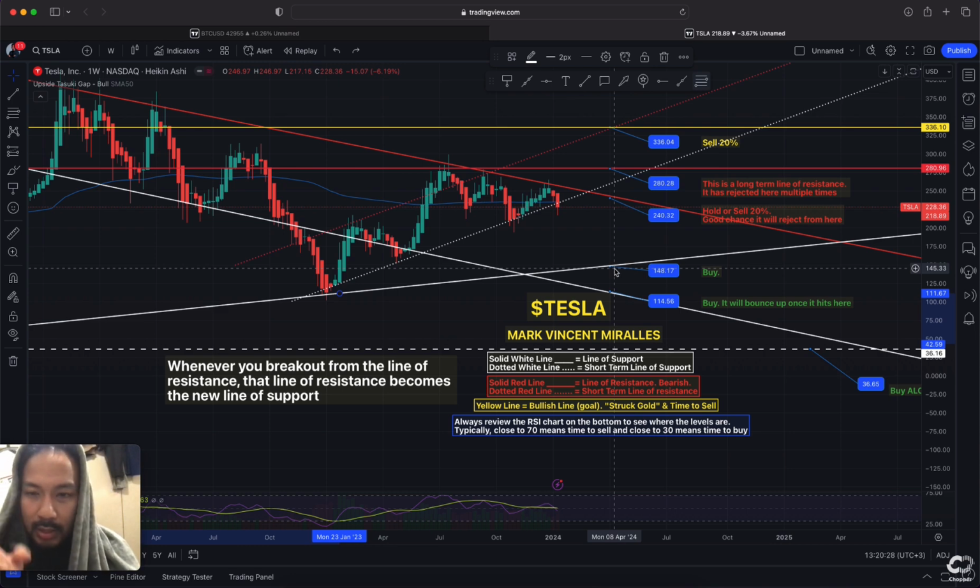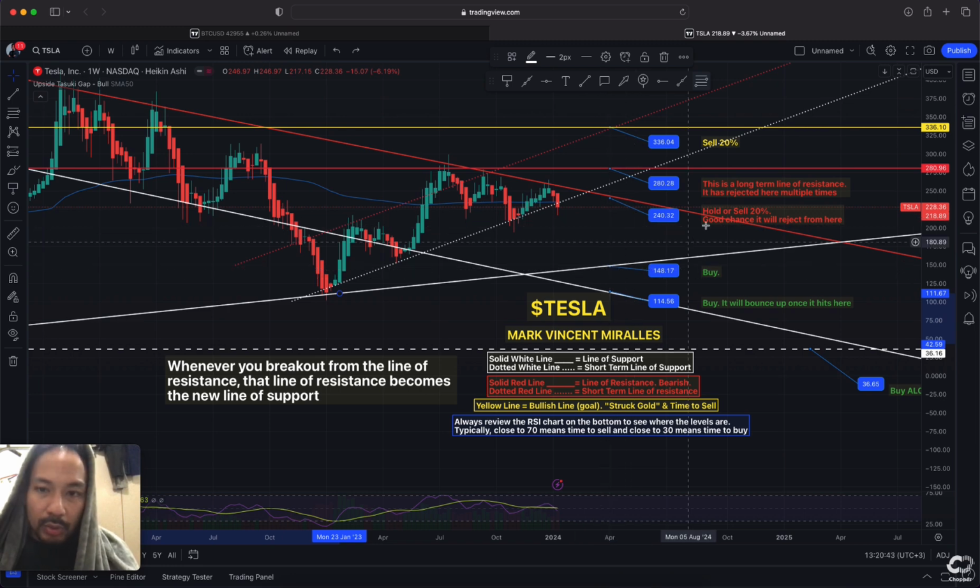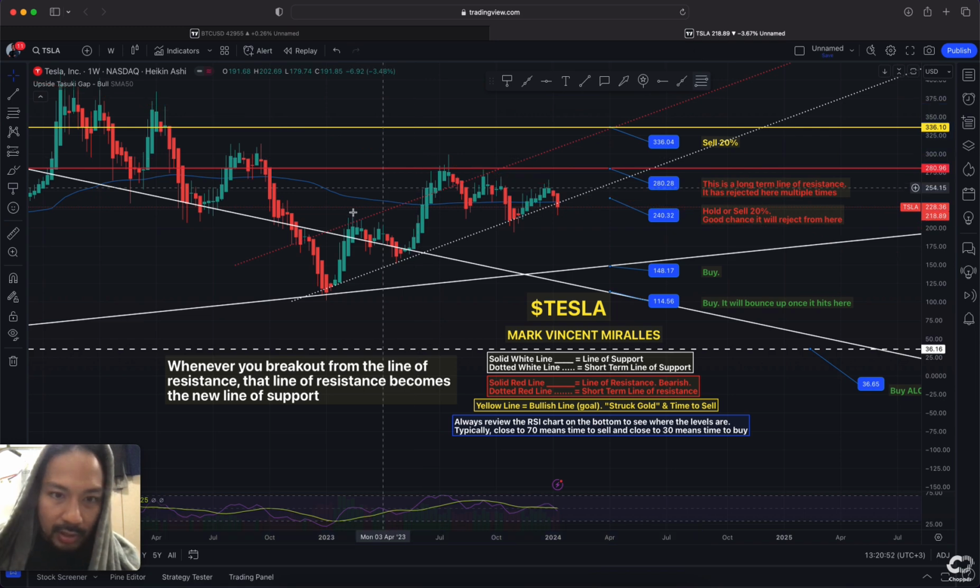But Tesla at 148, I'm not going to do the math, that's like an $80 drop, let's just say. Okay, so at 148, we could expect it to go back down to that, bounce back up, and then we'll sell in between this area here.